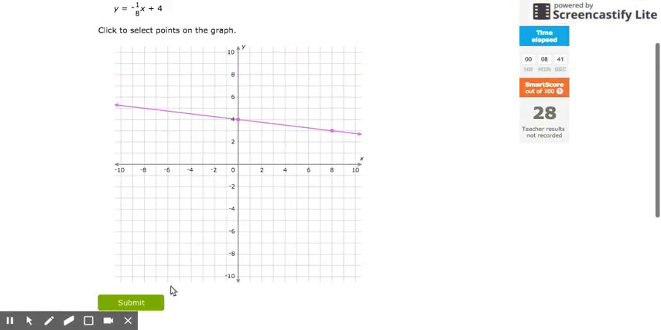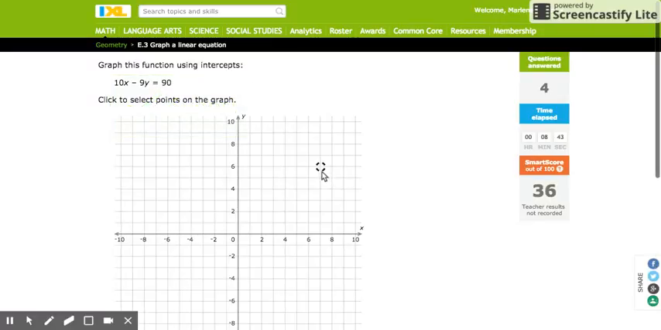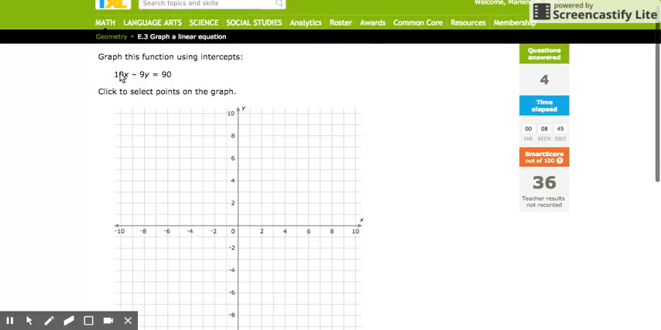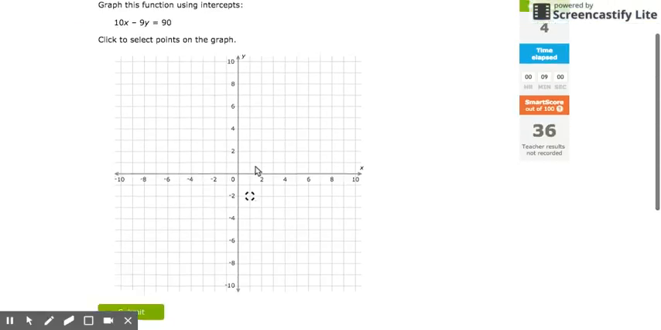All right, guys. And I think we're done with this tutorial. Okay, same thing as the other one, standard form. This is standard form. X and Y are all on the same side. So get rid of X, find out what Y is. Get rid of Y, find out what X is. Okay? All right.